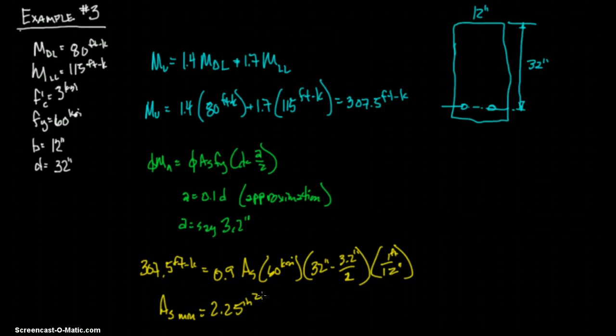And we get 2.25 inches squared. Let's see if that matches up with what they got. They use another equation, Mu over phi fy jd, which equals 2.37, and we got 2.25, so it's close to being about the same. Let's go ahead and look at what would be good for this.